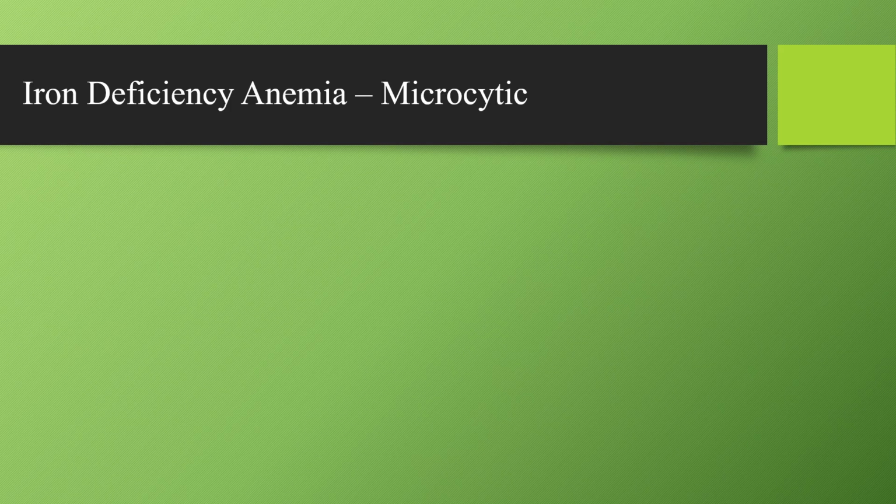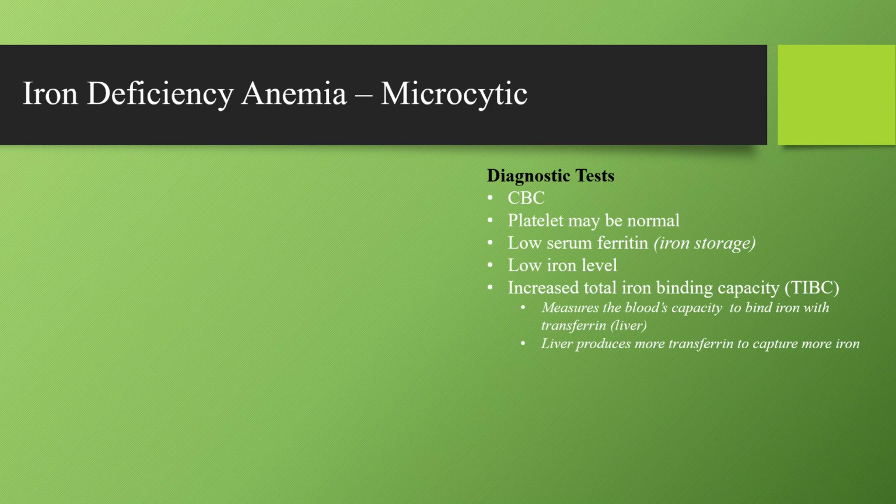How we are able to diagnose iron deficiency anemia is by low serum ferritin. We will see a CBC. Platelets may be normal, but we may see low serum ferritin levels as well as low iron levels, and we may see an increase in the total iron binding capacity, TIBC, which measures the blood's capacity to bind to iron with transferrin. So the liver produces more transferrin to capture more iron.